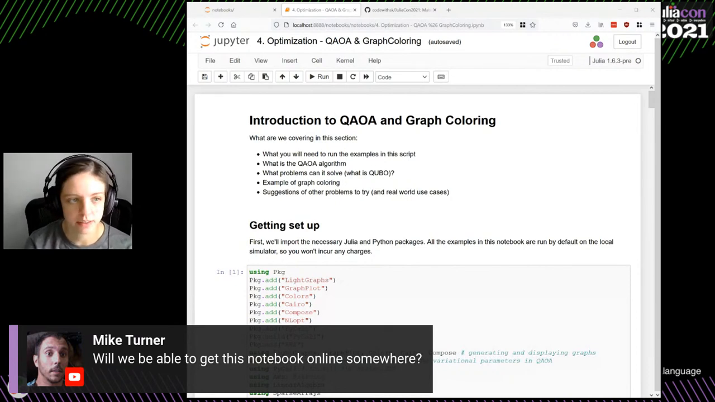In this section, we're going to examine one of the preeminent algorithms that many people are working on for applications of near-term quantum devices, QAOA. We're going to talk about its application to a very famous optimization problem, graph coloring, and I'll introduce what both of these are. First, we'll install a bunch of packages we need to run the script, then introduce QAOA and the problems it can solve. Sneak peek, the answer is QUBO problems. We're going to go through the example of graph coloring, and then finally suggest some other problems you could try and some real-world use cases.